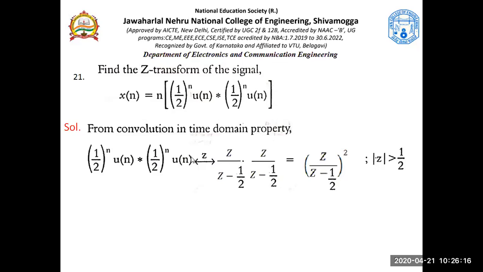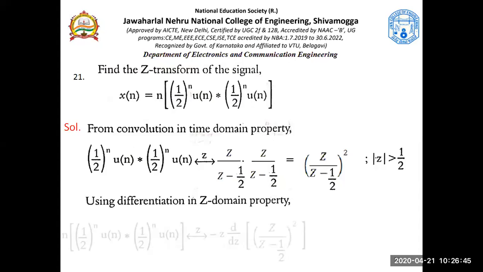And since this is a positive time sequence, the magnitude of Z is greater than half, which means the region of convergence is outside the circle with radius half. So this is understood. We know the Z transform of what is within the bracket. Now let's introduce n to this. Which property applies again? Differentiation in Z domain property.